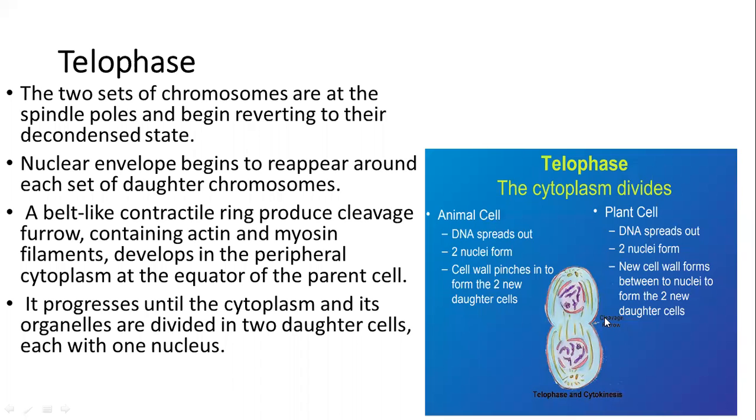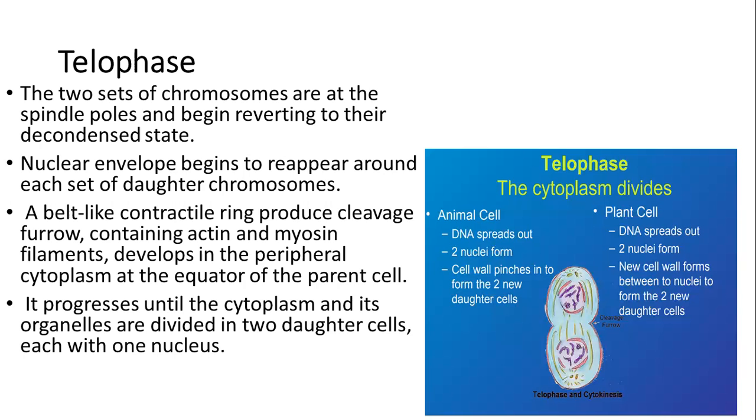So at the end of mitosis, two daughter cells are produced, and each of them has the same number of chromosomes as the mother cell. So this is what we call cytokinesis: the progress until the cytoplasm and its organelles divide into two daughter cells, each with one nucleus. That's cytokinesis.